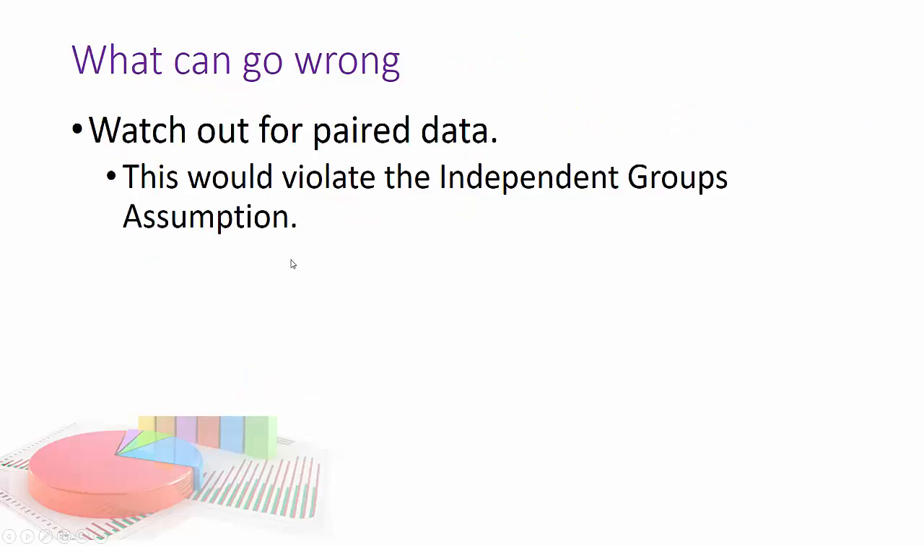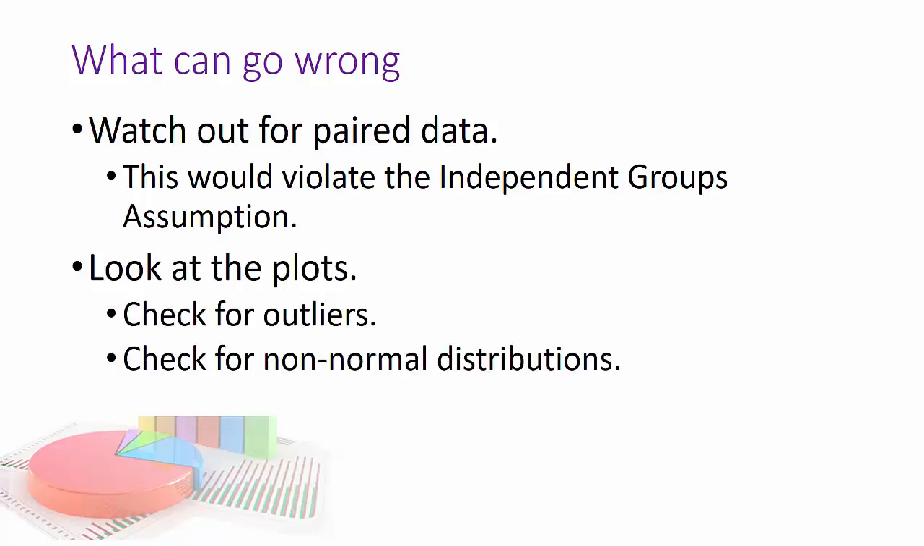All right, what can go wrong? Watch out for paired data. If you were looking at a before and after treatment, that does not work with differences of means. Look at the plots. You've got to check for outliers and non-normal distributions. Remember, ideally it'd be normal when you have the low sample size. Otherwise, at least unimodal and symmetric is what we're looking for.